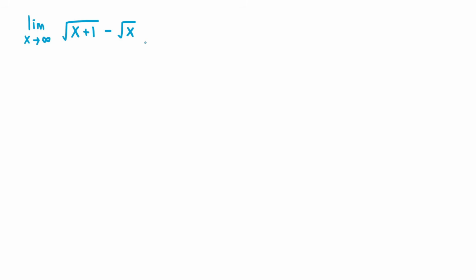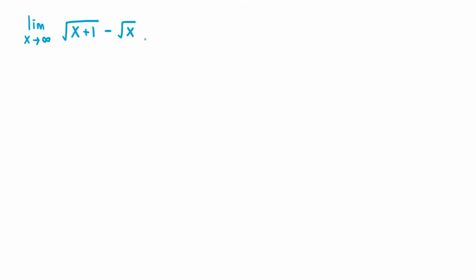What is the limit as x approaches infinity of the square root of x plus 1 minus the square root of x? As x approaches infinity, both the square root of x plus 1 and the square root of x grow towards infinity without bound. So we have an infinity minus infinity indeterminate form, so we need to do some extra work to find the limit.